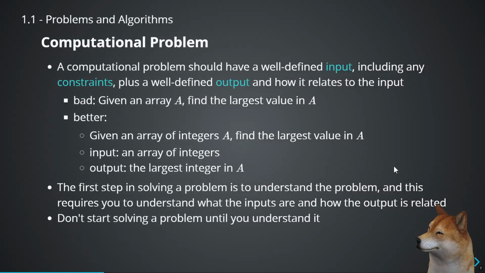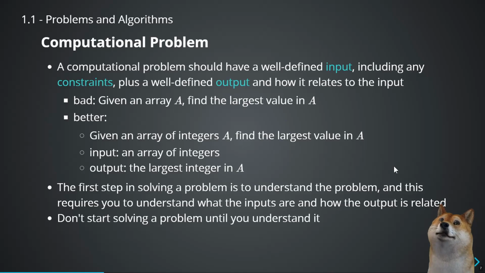A computational problem should have a well-defined input, including any constraints. So constraints are just extra conditions you want to put on the input. For example, the input is a set of integers, and you can say, well, it's actually a set of odd integers, so that's a constraint, for example, right?